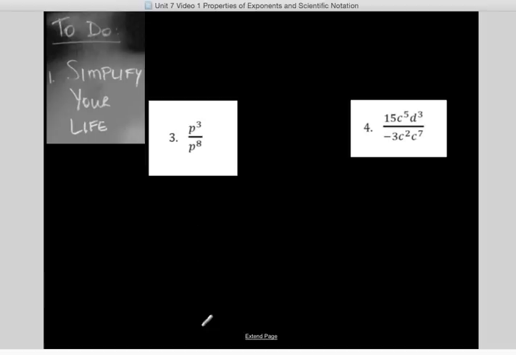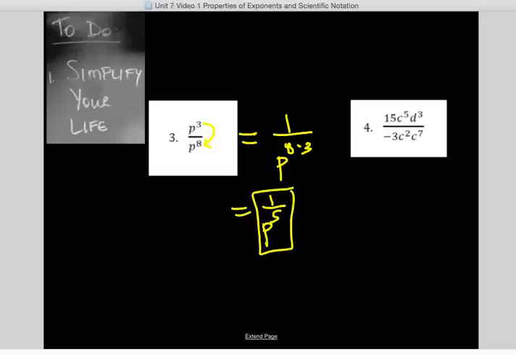Example 3. We have p to the third over p to the eighth. Biggest thing to remember here is to always bring the smaller to the larger and subtract. So I'm going to take the 3 down to the 8. So it's 1 over p to the 8 minus 3. So I have 1 over p to the fifth. Okay, there's example 3.